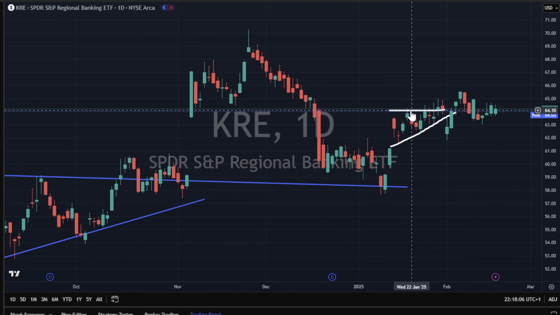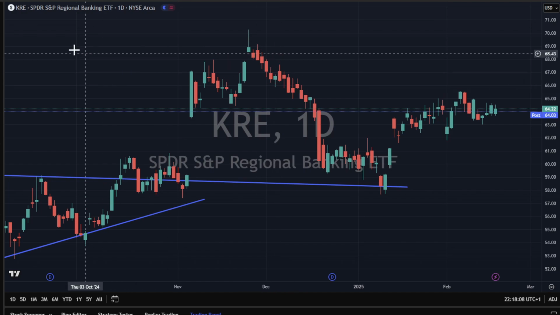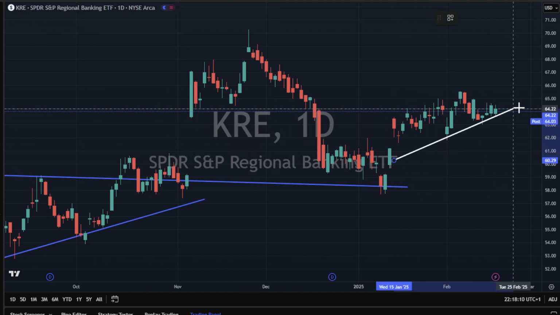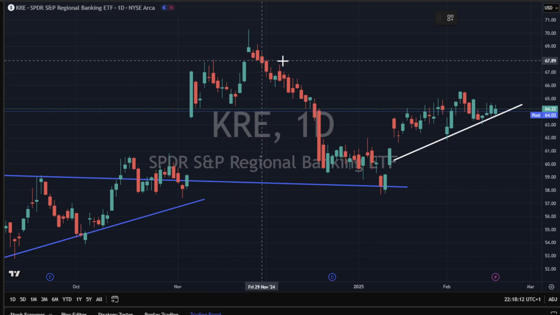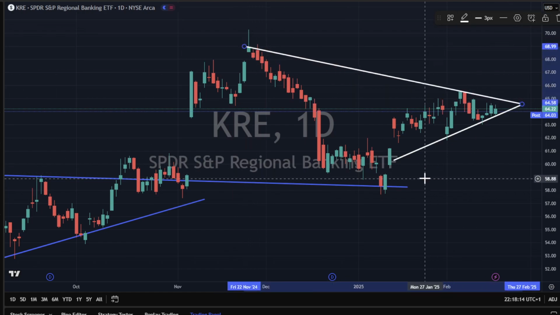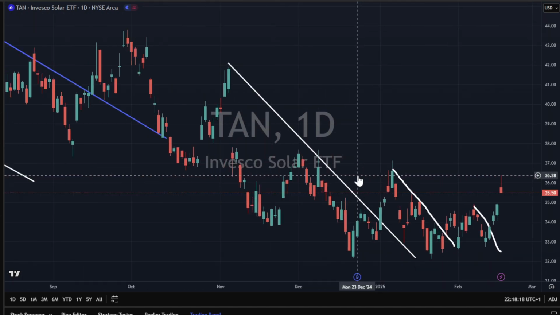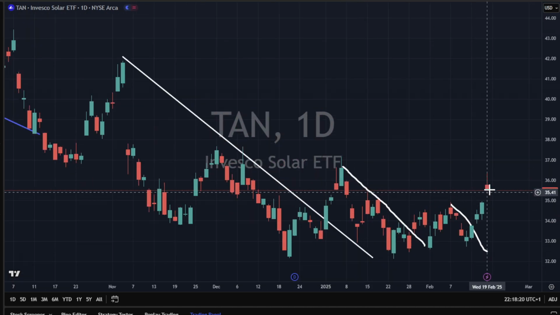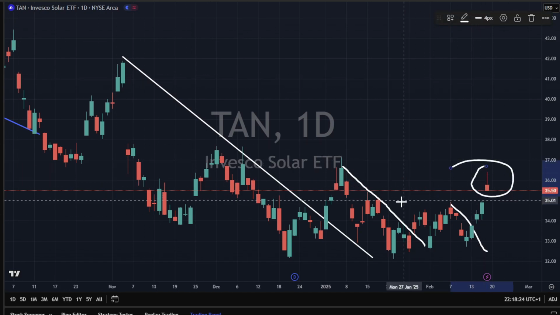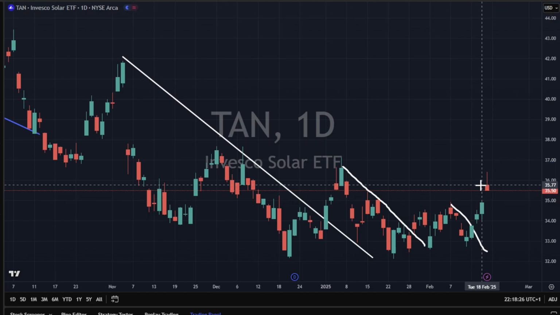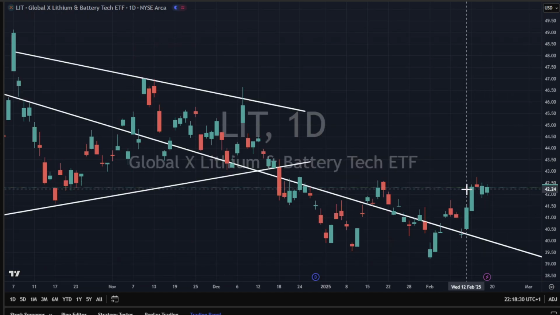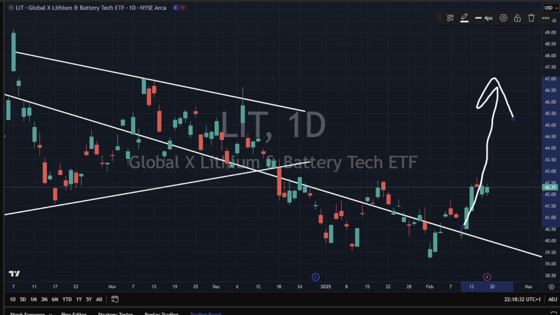I could probably redraw this. That looks more like this. And we'll see if this can kind of squeeze in there. TAN up 1.72%. Maybe that's all we get out of this little move higher. Not a confidence inspiring candlestick there. Gapped higher and then sold off throughout the day. Lithium moving sideways, still looks well poised for a move higher.